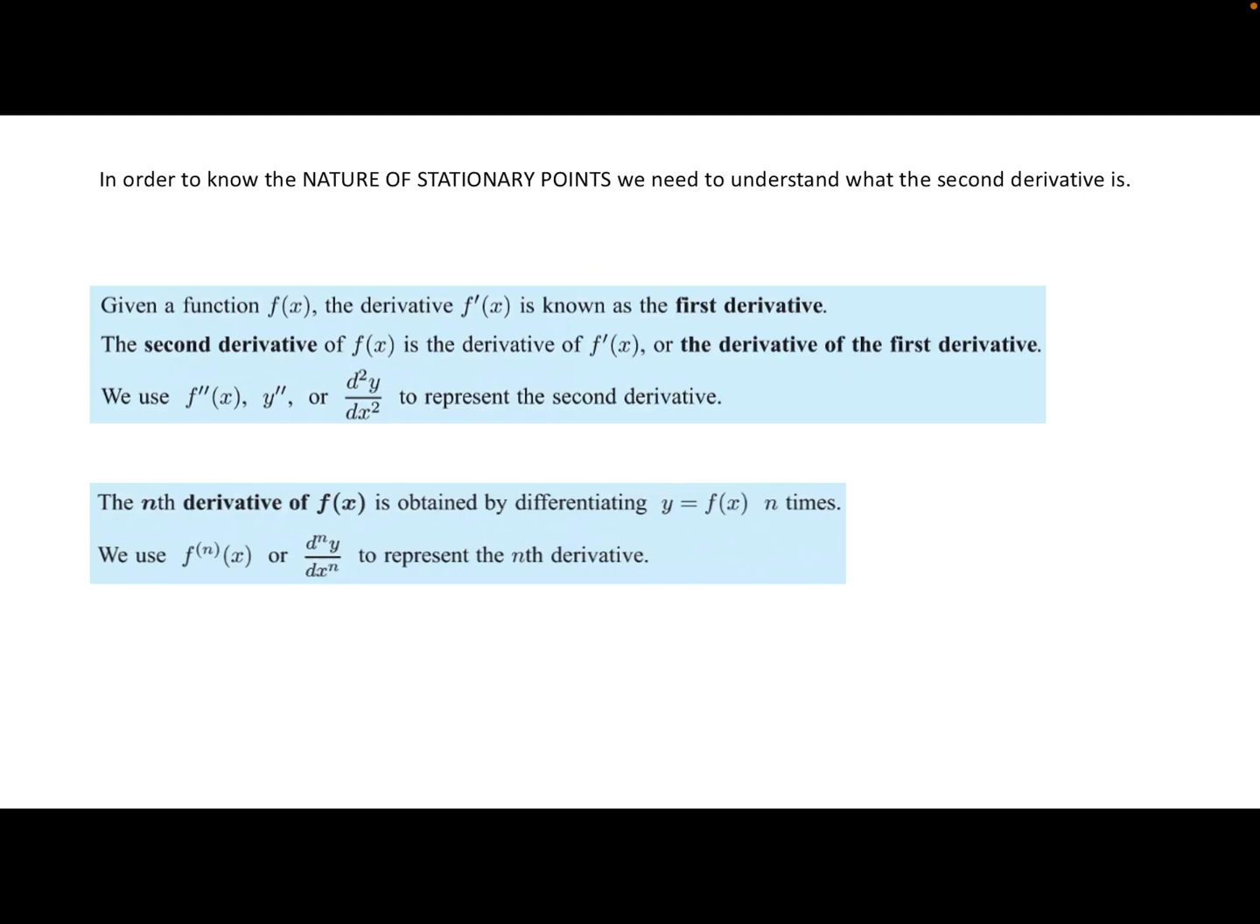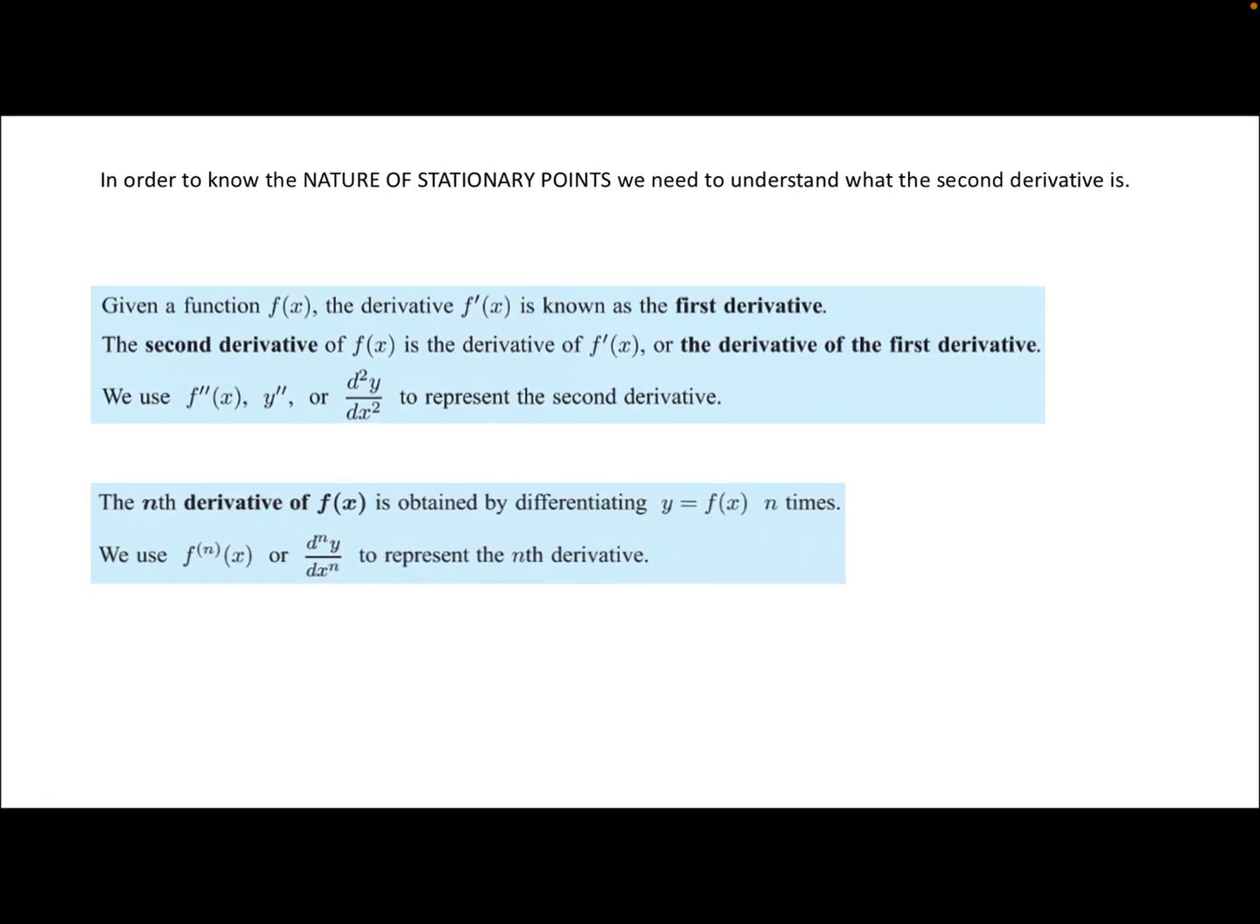Right, now, what you might be asked to do is work out the nature of a stationary point. If you're asked that question, what you're essentially being asked is what type of stationary point do you have? Do you have a maximum? Do you have a minimum? Or do you have a point of inflection? Okay. In order to know this, what you need to understand is that derivatives can keep going.